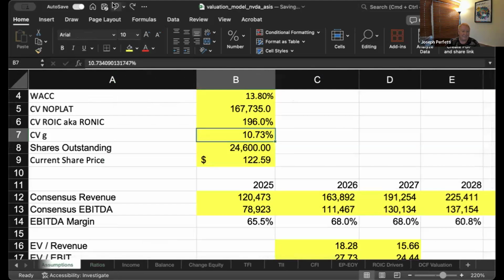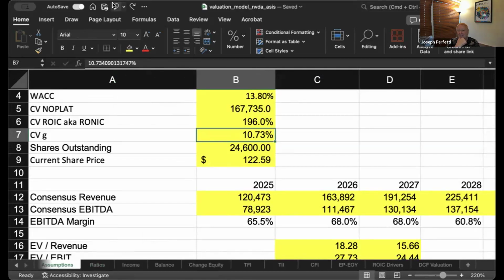Let me undo that. So this is the as-is. Our next step is to create 3 more models. What we're going to do is call them the bull, the bear, and the target.